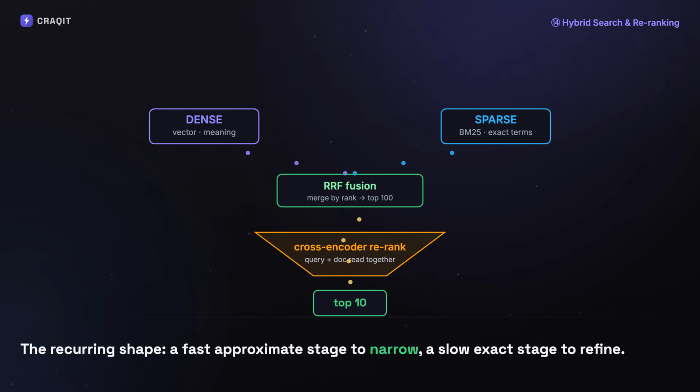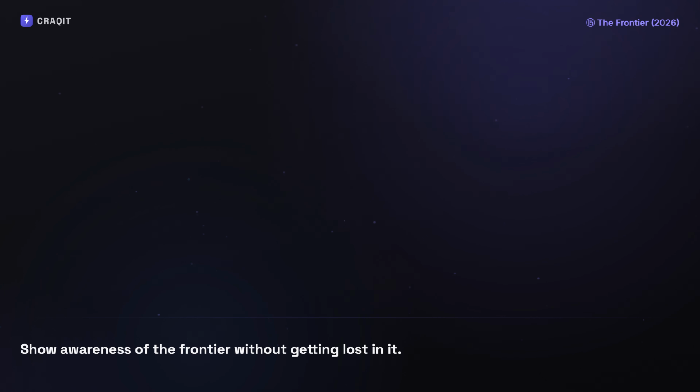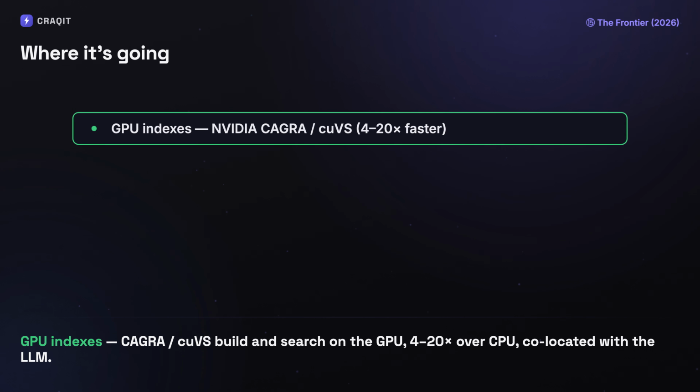A quick tour of where this is going, because a strong candidate shows awareness of the frontier without getting lost in it. GPU-accelerated indexes. Building and searching these graphs is embarrassingly parallel, so NVIDIA's CAGRA and the cuVS library now run index builds and queries on the GPU, with reported 4 to 20 times speedups over CPU, increasingly co-located with the LLM's own GPUs for RAG.